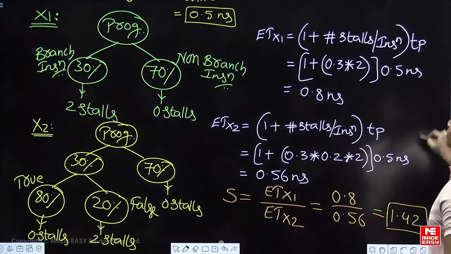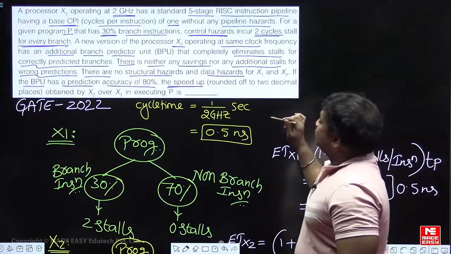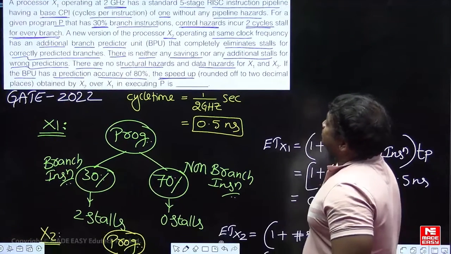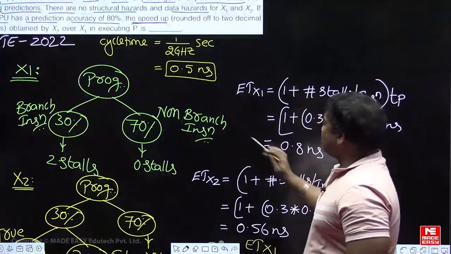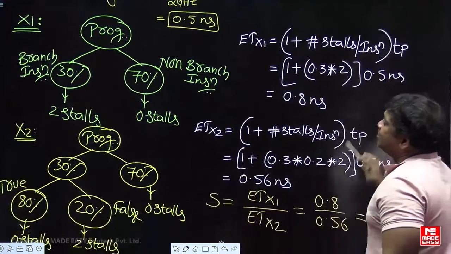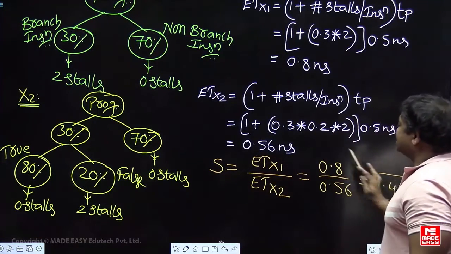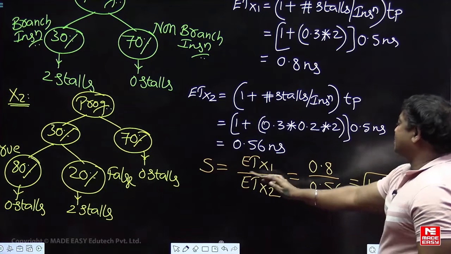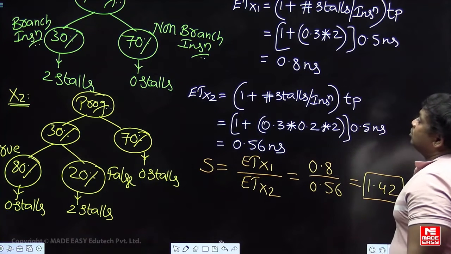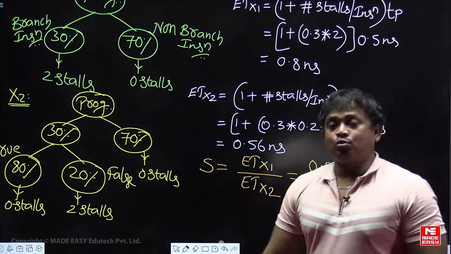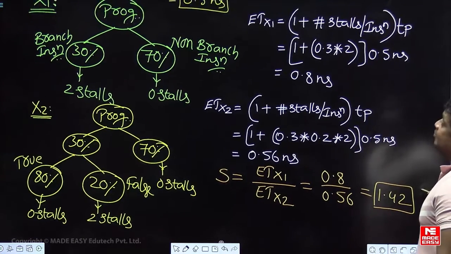Okay, students. Yes, this is the numerical question. For this question, we calculated the execution time of X1, the old computer, which is 0.8 nanosecond, and the execution time of the enhanced computer, which is 0.56 nanosecond. After that, the speedup value, the performance gain of the system, is 1.42. So the answer is 1.42. Hope you understand the solution. Is it clear? All right.